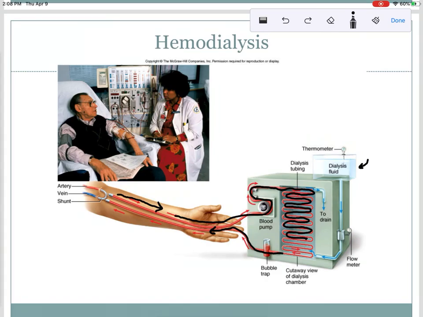And you may be familiar with this, but if someone goes to hemodialysis, they're going to be hooked up to that machine for a couple of hours because they want to get their whole blood volume through that dialysis unit to make sure that it can be filtered and have the good stuff added back in.